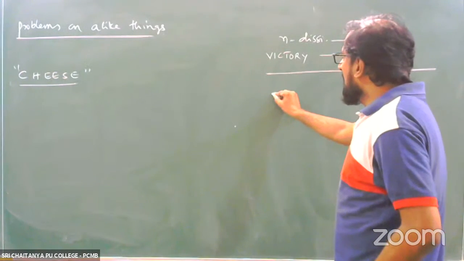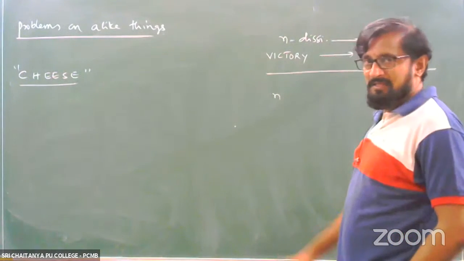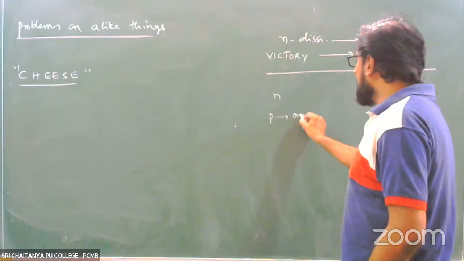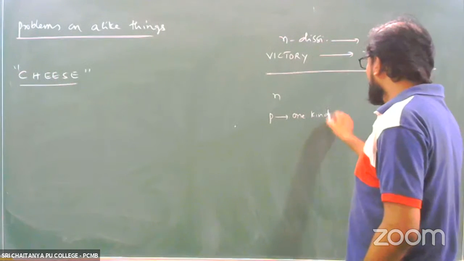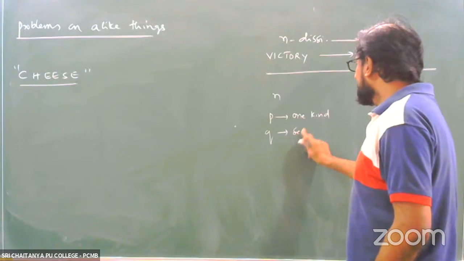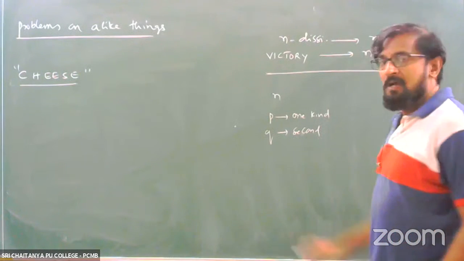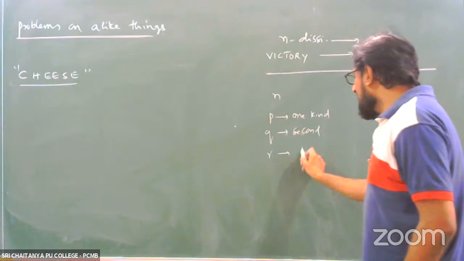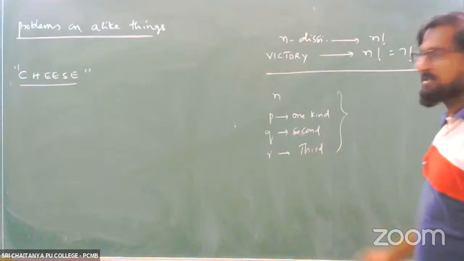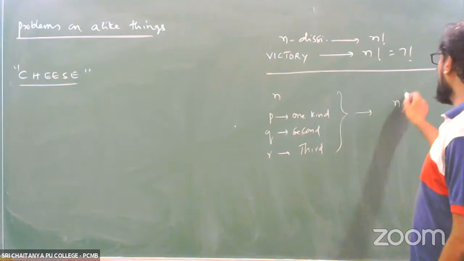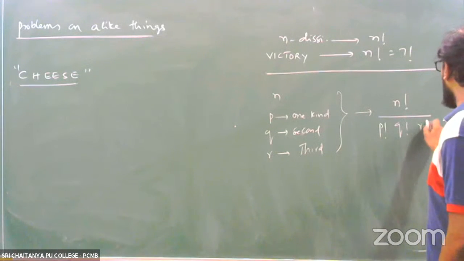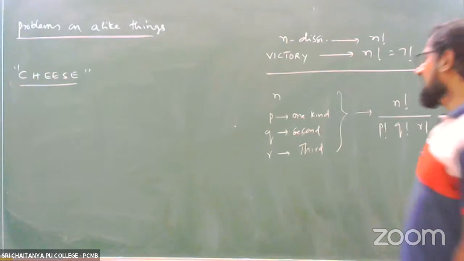What is that formula called? If among n things, p things are of one kind, q things are of second kind, r things are of third kind, then the required permutations is equal to n factorial upon p factorial into q factorial into r factorial. Have you understood now? I repeat.